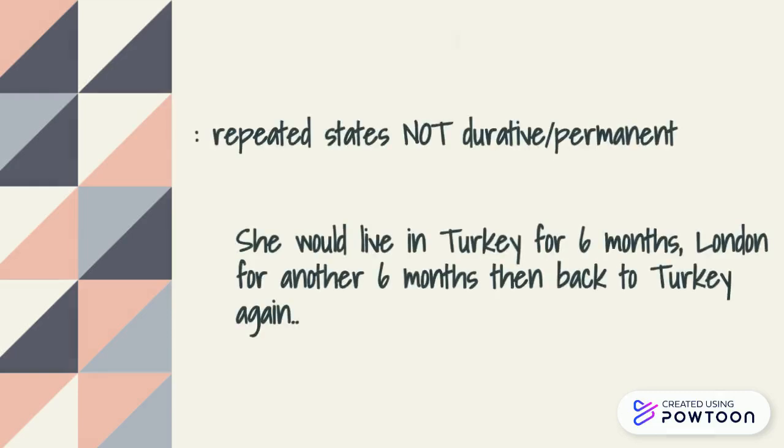The semi-modal would conveys temporary repeated states but not durative or permanent states. For example, we have, she would live in Turkey for 6 months, London for another 6 months, and then back in Turkey again. This shows that she does not live in a place permanently but only in temporary repeated states.